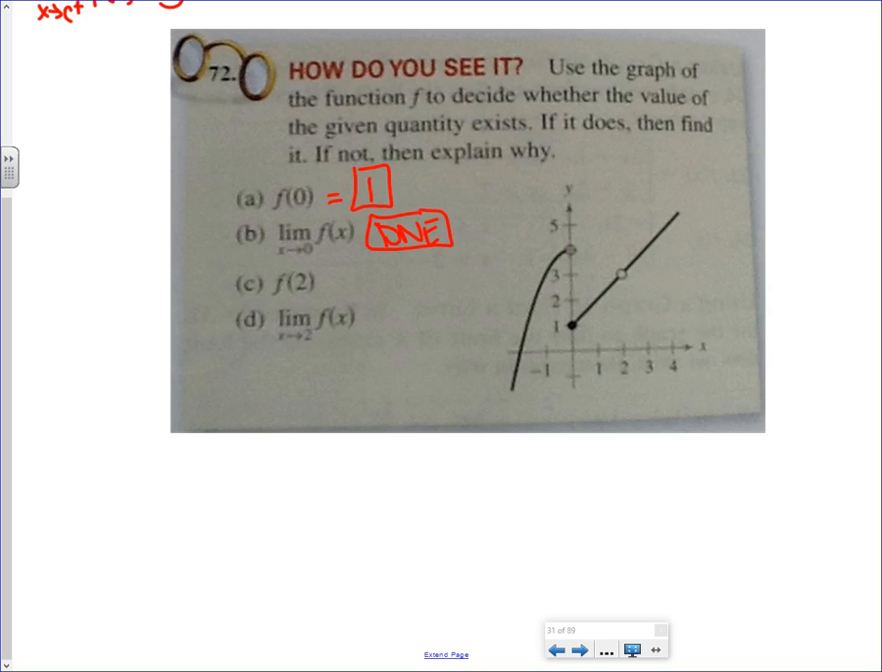Letter C. Same thing as letter A. What's the function value when x is 2? What do you guys think? Why does it not exist? There's nothing there, and there's no filled in circle anywhere. There's a hole, and there's no alternate point. So D and E. There's no point when x equals 2. But letter D, what's the answer?